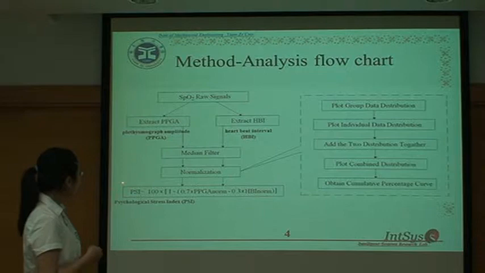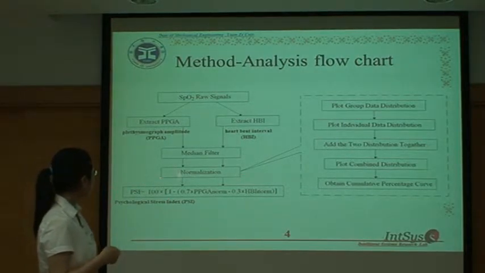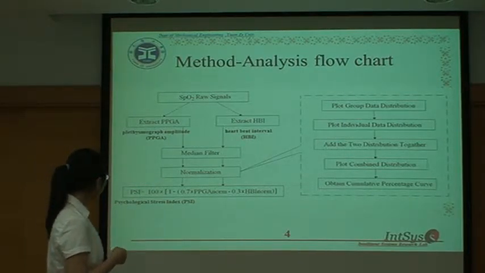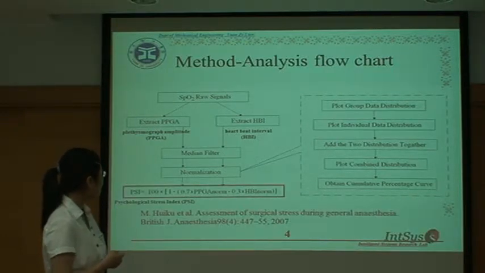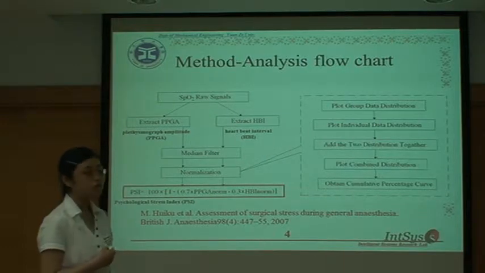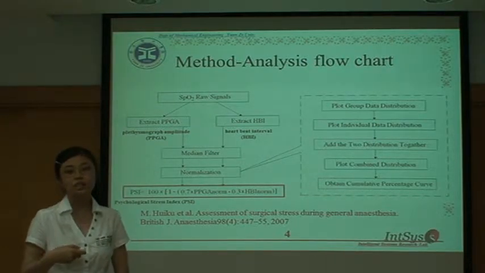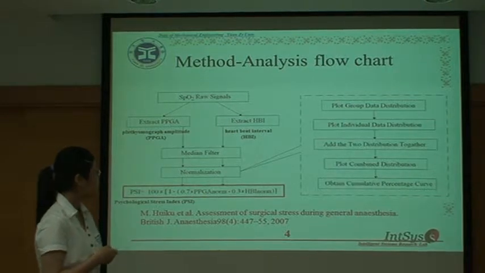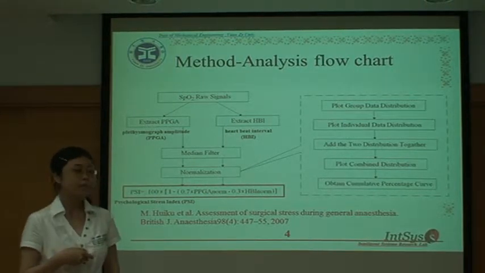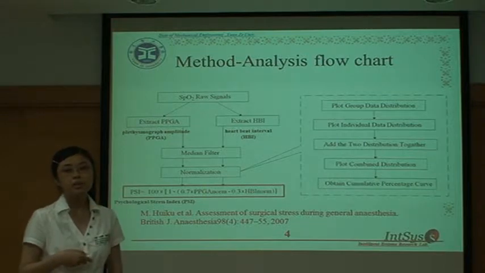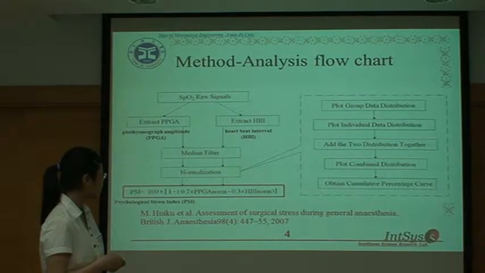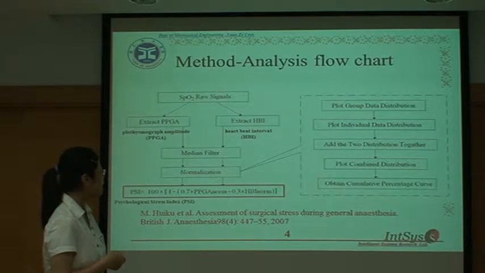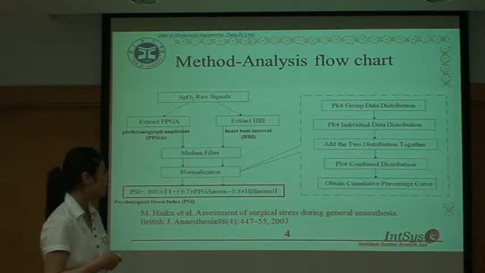So finally, we use this equation to compute the PSI value, the physiological stress index. This equation was developed by Mr. Hiku during surgeries. In his journal paper, he found that PPGA and HBI have the most correlation with body stimulant. So he derived the surgical stress index and this equation. And we apply his method to assessing the mental condition, and we will confirm whether it also works.